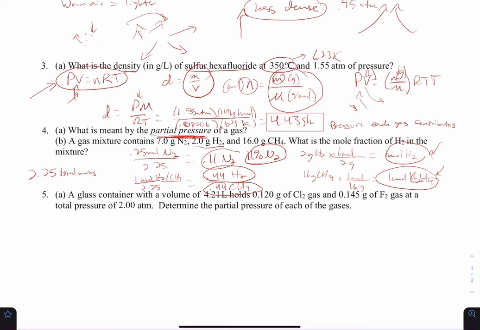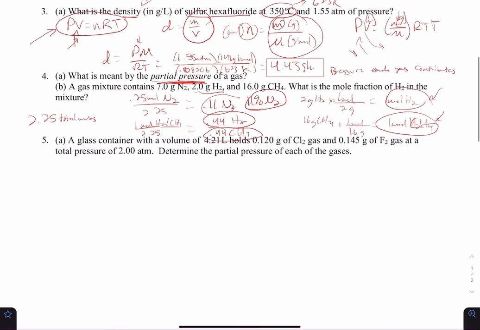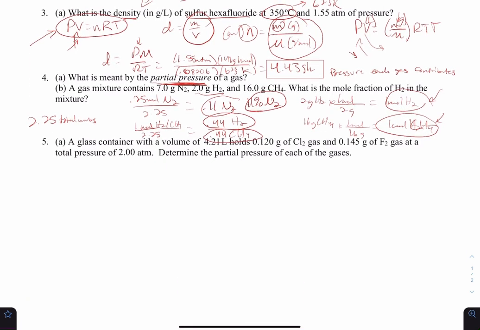And then if they had given us the total pressure, we could actually find the partial pressure of each gas by multiplying each of these mole fractions by the total pressure. Number 5 will actually have us do that. Letter A says a glass container with a volume of 4.21 liters holds 0.12 grams of Cl2 gas and 0.145 grams of F2 gas at a total pressure of 2 atmospheres. Determine the partial pressure of each of the gases.